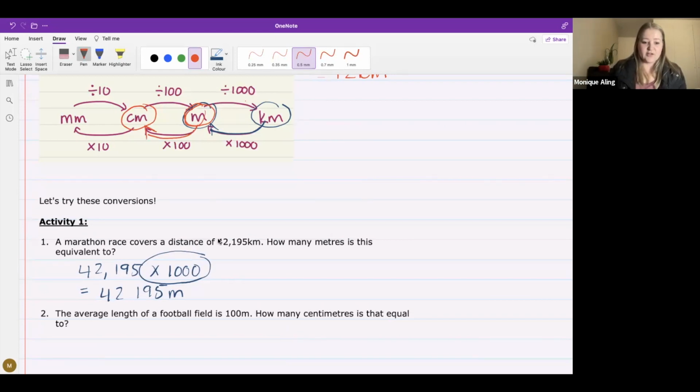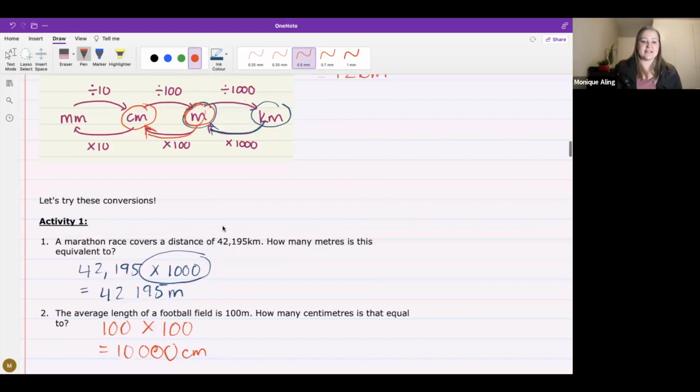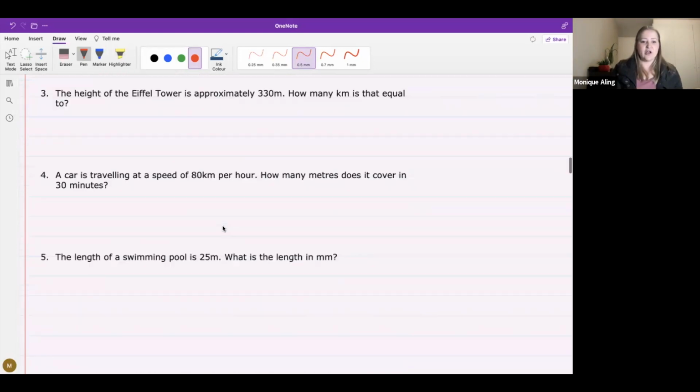Okay, good. So it's 100 times by 100, which gives us 10,000 centimeters. Fantastic. Make sure you remember all the zeros and your units. Fantastic. Okay, last 3 when it comes to length and distance. Quickly do those 3 questions for me.